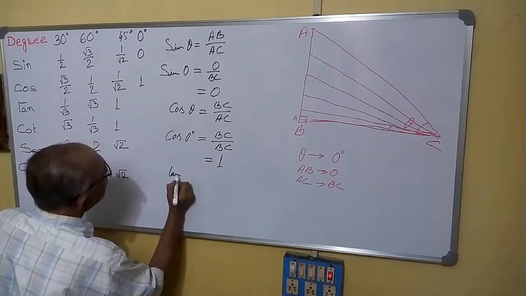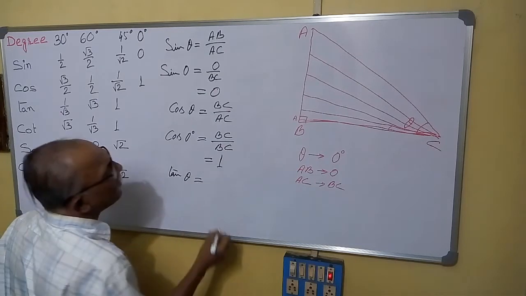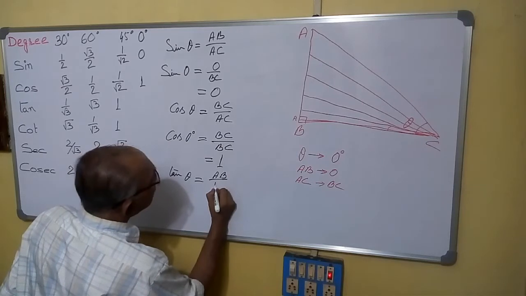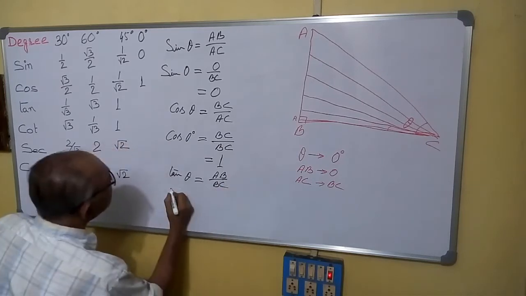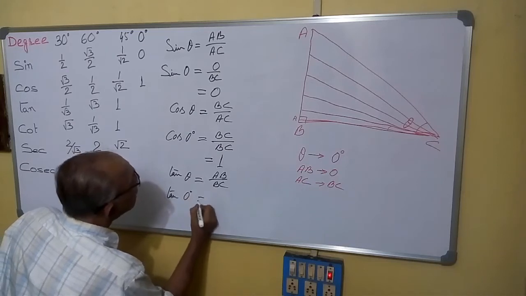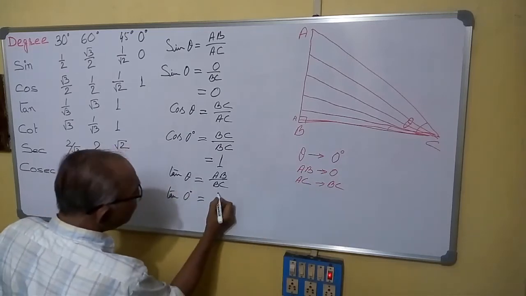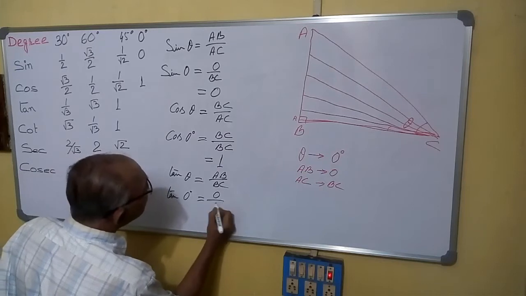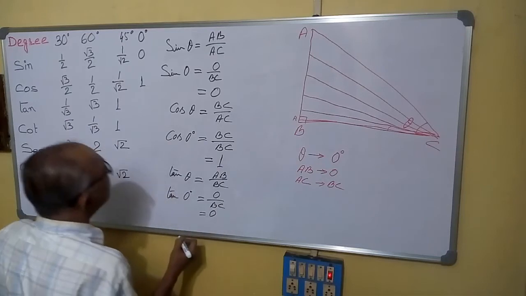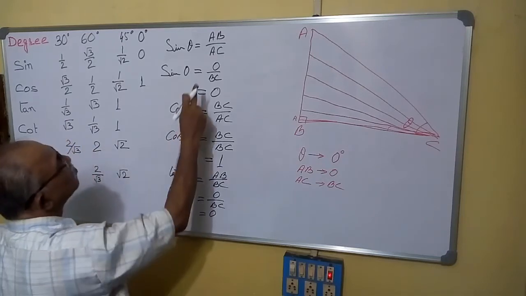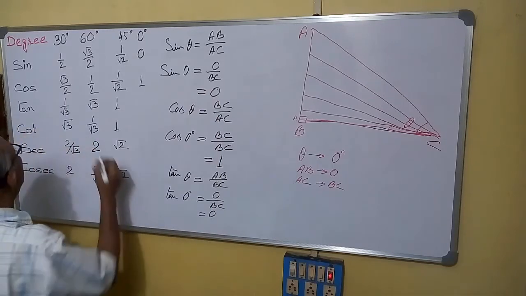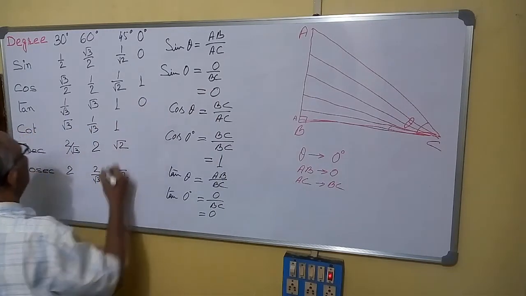Tan 0. Tan theta equals perpendicular by base, so AB by BC. As theta is becoming 0, what happens? AB is 0, BC remains BC, so it is also becoming 0. So tan 0 is also 0.